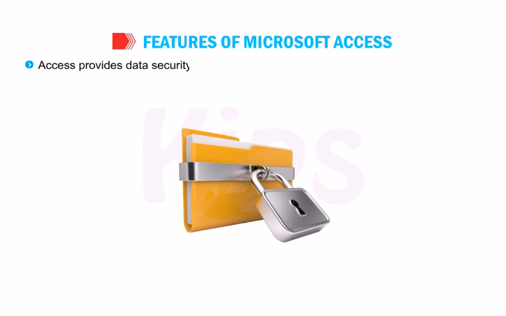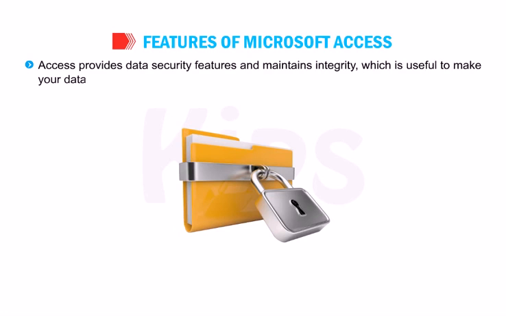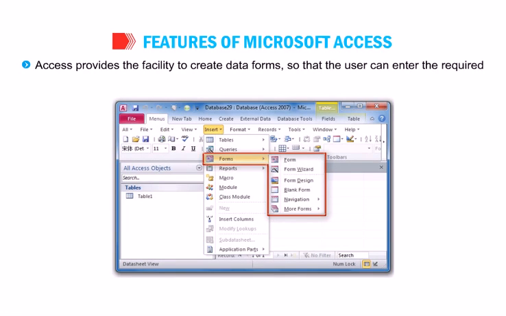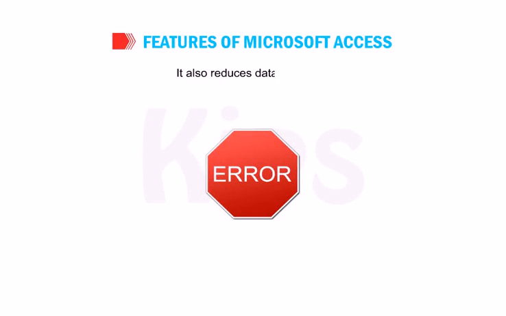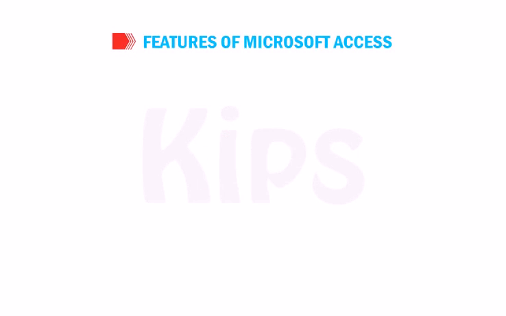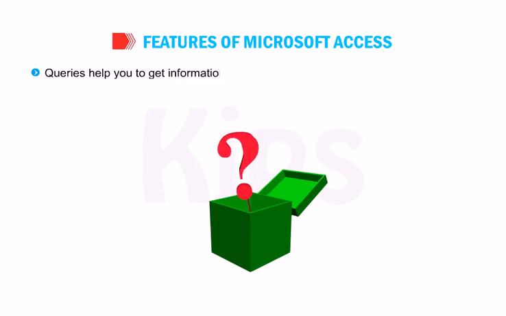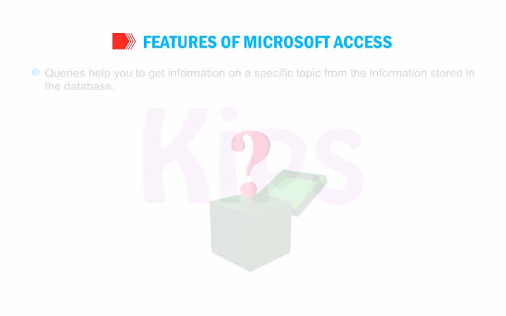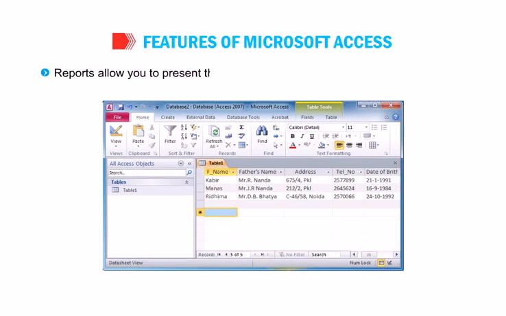Access provides data security features and maintains integrity, which is useful to make your data more consistent and reliable. Access provides the facility to create data forms so that the user can enter the required information in the respective fields. It also reduces data entry errors. Queries help you to get information on a specific topic from the information stored in the database. Reports allow you to present the data in a meaningful and summarized manner.